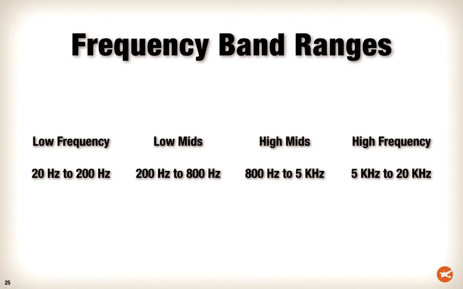Frequency band ranges. So let's start with low frequencies, which is 20 Hz to 200 Hz. And this is what low mids sound like, around 200 to 800. Now the high mids are from 800 to 5 kHz, and this is what that band sounds like. Finally, the high band range from 5 kHz to 20 kHz.